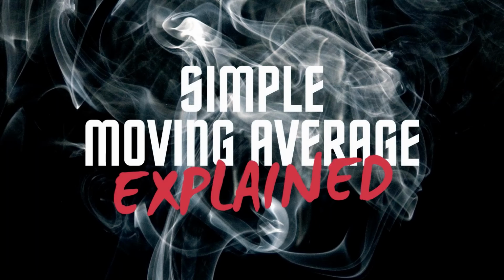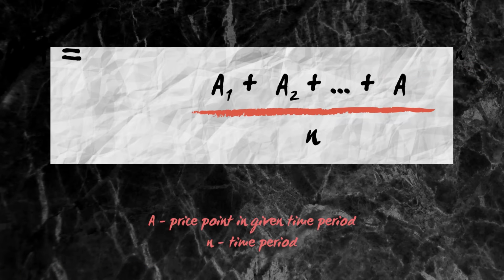Let's take a look at the simple moving average, or more commonly referred to as the SMA. The SMA illustrates the average price of an asset over a specific period. For example, a 50-period SMA takes the closing price sum of the most recent 50 candlesticks divided by 50, giving each candlestick equal weight. When a new candlestick forms, the oldest one in the period is dropped.